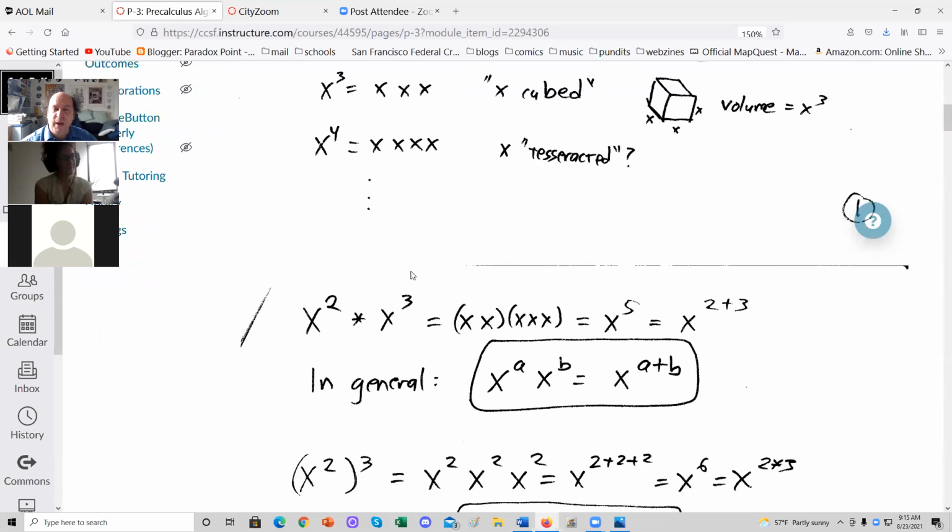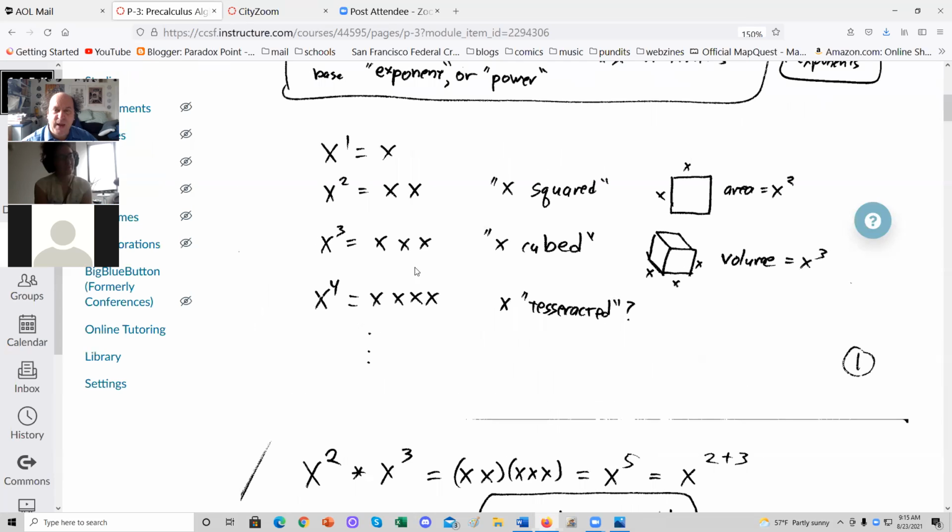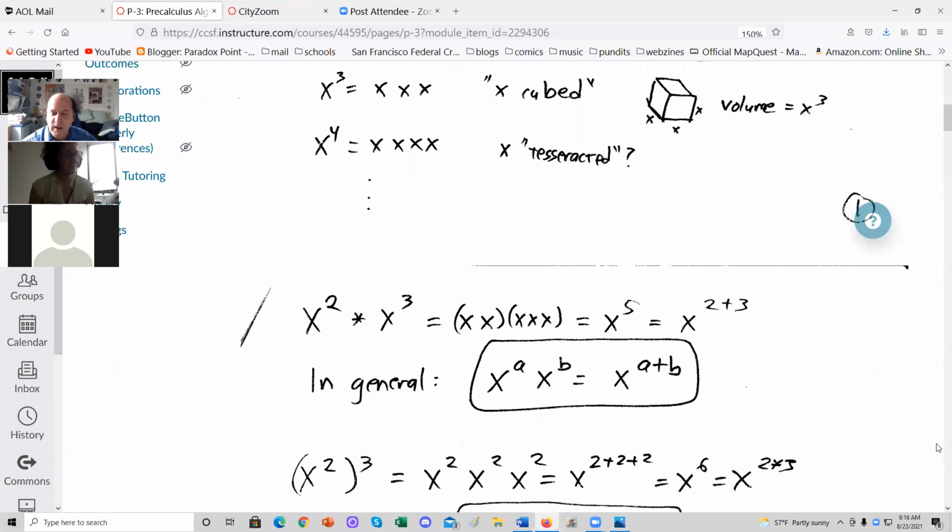Now, if we multiply powers of x, then the exponents add. So x to the second times x to the third. That's xx, that's x squared, times x to the third, xxx. That's 5 of them, x to the fifth, because 5 is 2 plus 3. In general, if you multiply powers of x, the power is the sum. X to the a times x to the b is x to the power a plus b.